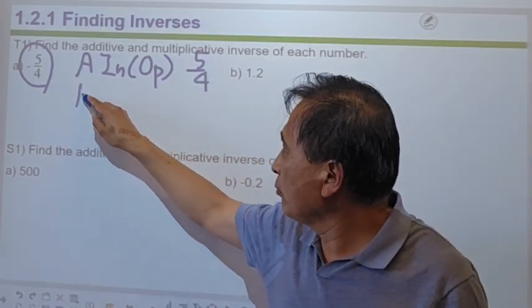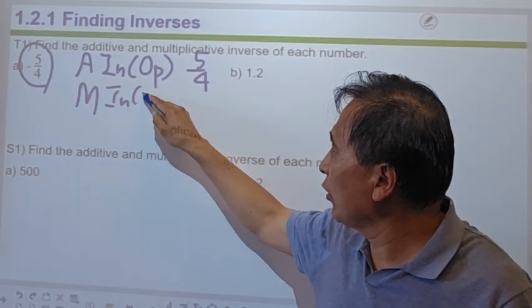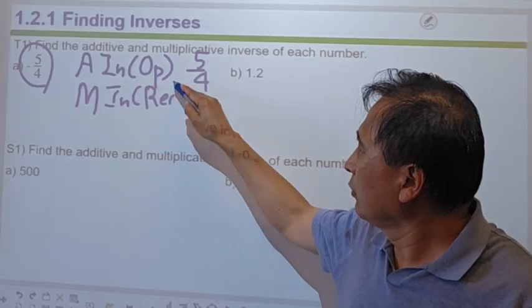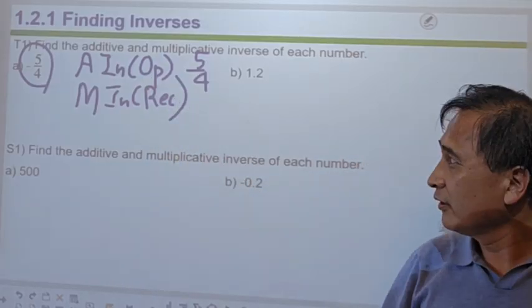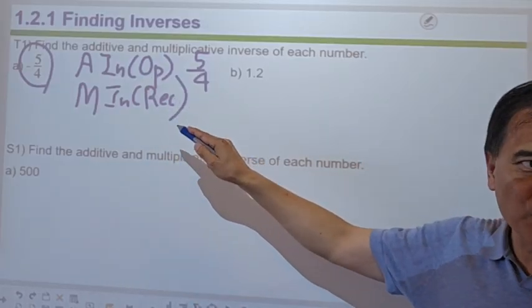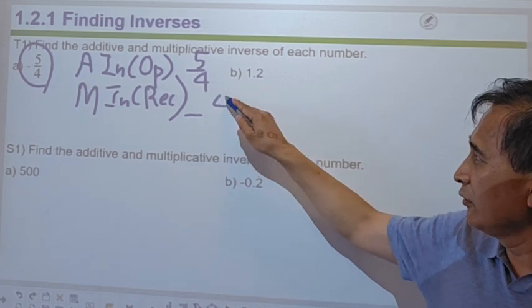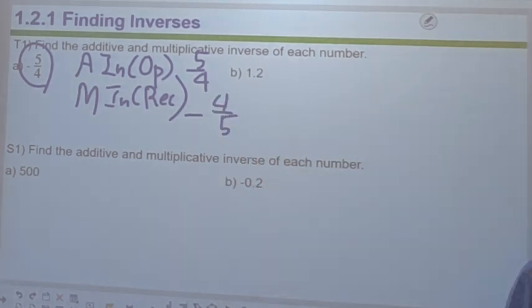And then multiplicative inverse, which is reciprocal. What is that? 4 over 5. The sign you need to keep the same. Negative 4 over 5. Everybody got it? Make sense? Okay. And here, 1.2.